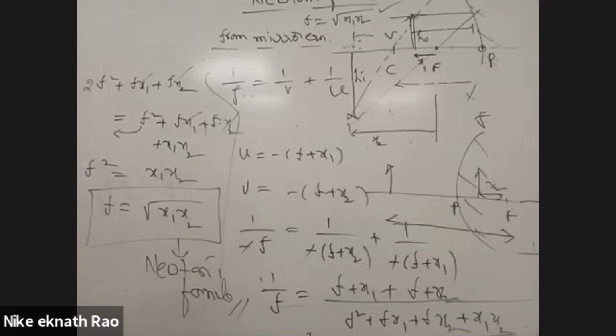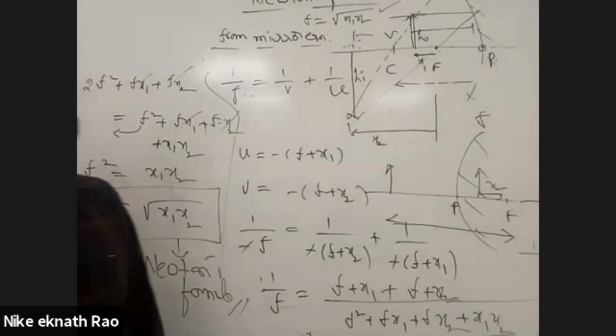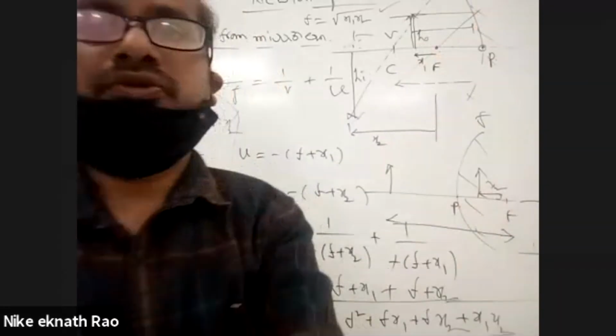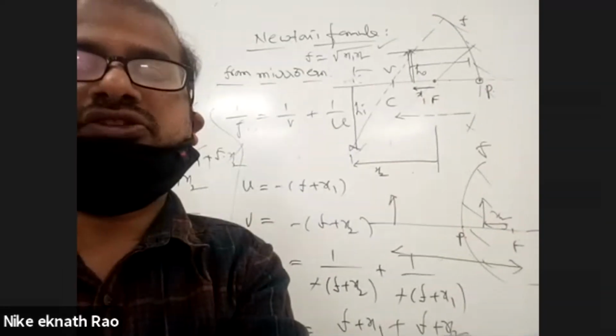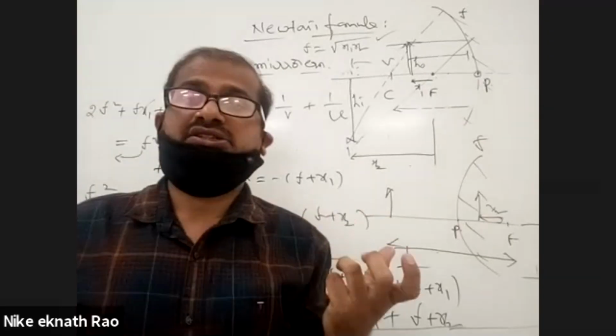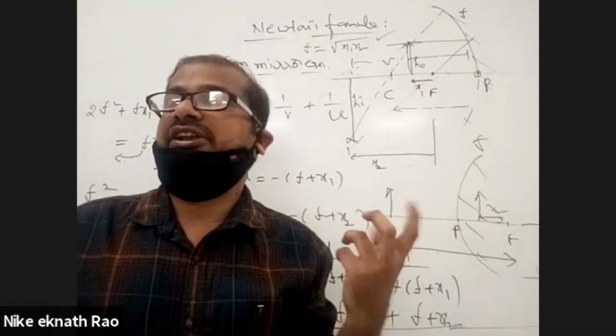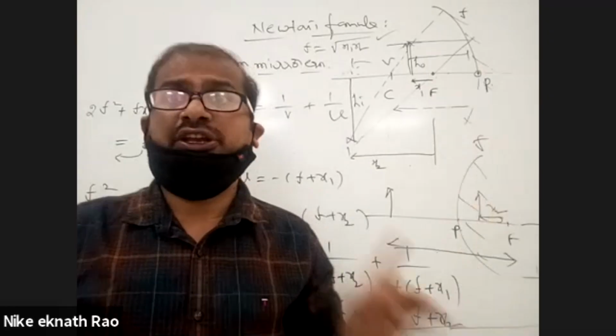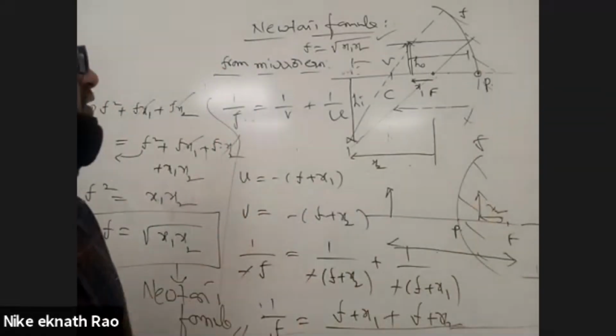Yes. Keep in mind, focal length of a given mirror is always constant, right? It doesn't depend on the surrounding medium. If I have a mirror of focal length 10 cm, if I immerse it in water, its focal length remains the same. It will not change. It depends on what? Radius of curvature. R is equal to 2F.